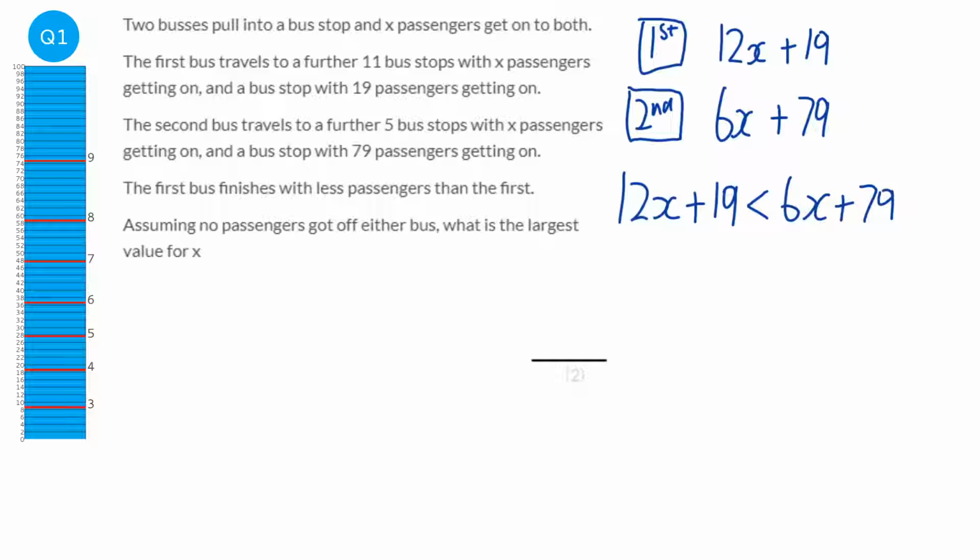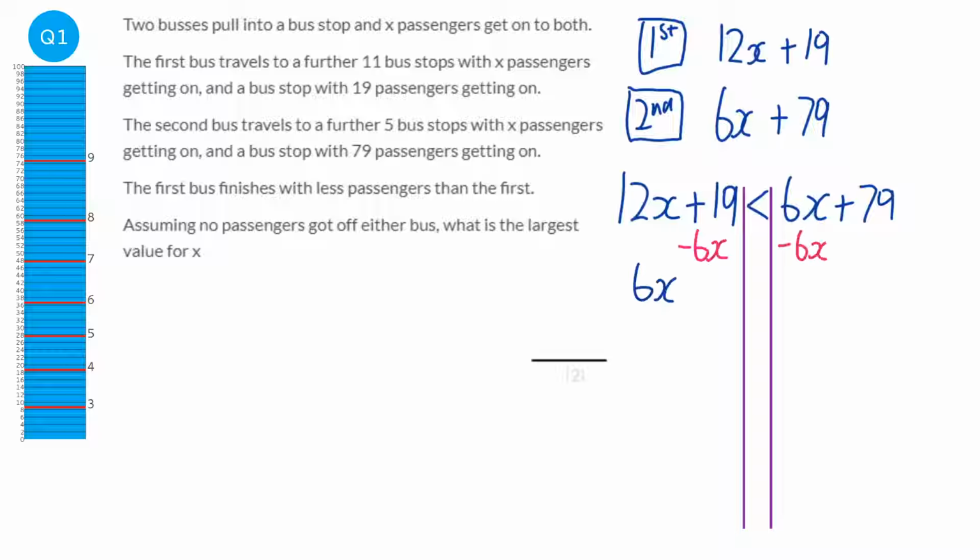Now all we need to do is solve that inequality. We've got X on both sides, so we look at the X's. We've got 12X and 6X, so we always take away the smaller amount. So we're going to take away the 6X both sides. And next thing we're going to do is take away the 19 from both sides. And so, that's meant to be 60. Got ahead of myself. And the last thing we do is divide by 6 both sides. And so we've got X is less than 10.